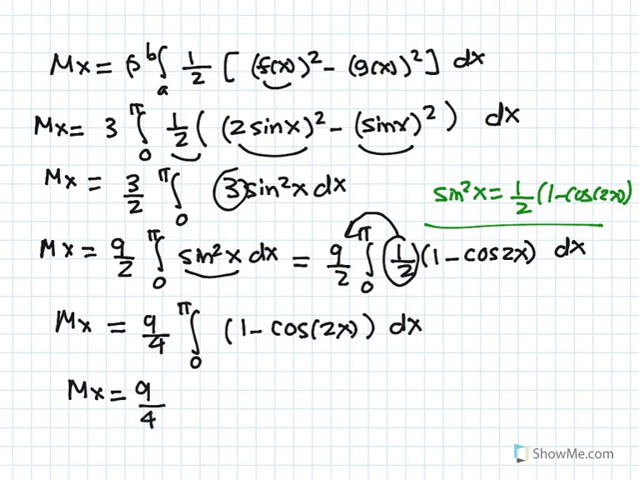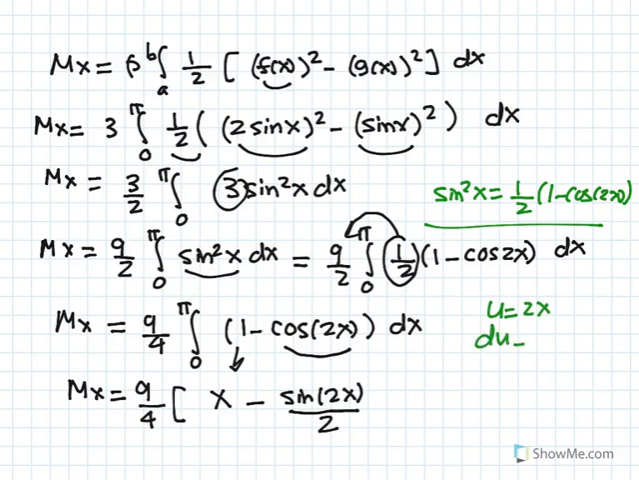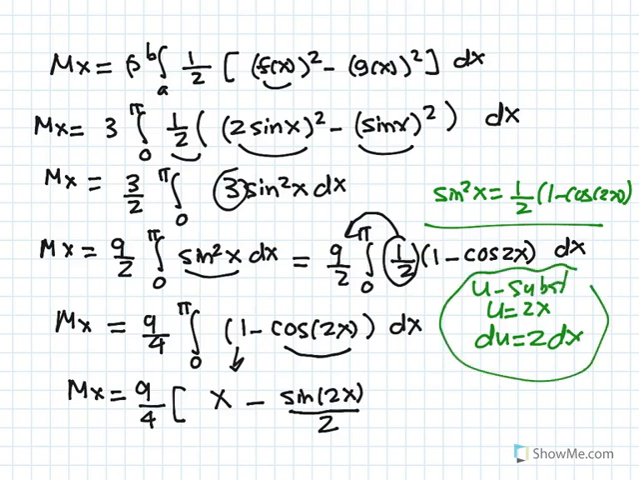Let's integrate. The integral of 1 is x, because the derivative of x is 1. Minus, what is the antiderivative of cosine 2x? It's going to be sine 2x divided by 2, reversing the chain rule or u substitution with u equals 2x, du equals 2 dx. But because it's easy, we just do it mentally. And let's close off the bracket and apply the fundamental theorem of calculus from 0 to pi.